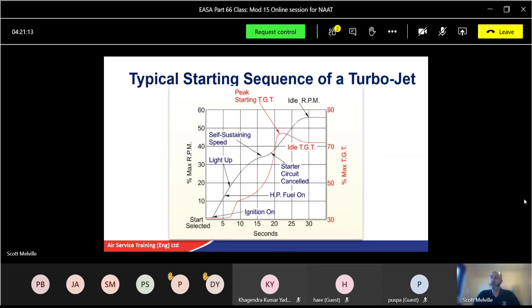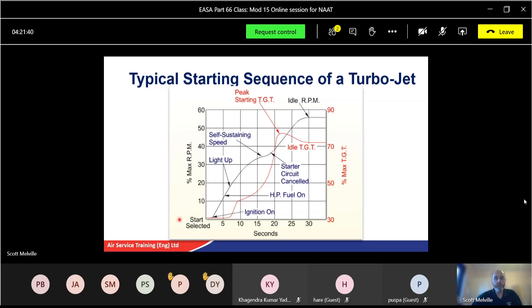So a typical starting sequence. I think you might have this one in your old books. I think we kept that in there, as long as I remember right. It's definitely in your new books. So we've got a typical starting sequence of a turbojet. We've got time along the bottom here, and we've got percentage of the RPM as it goes up until it's self-sustaining, when it's running on its own.